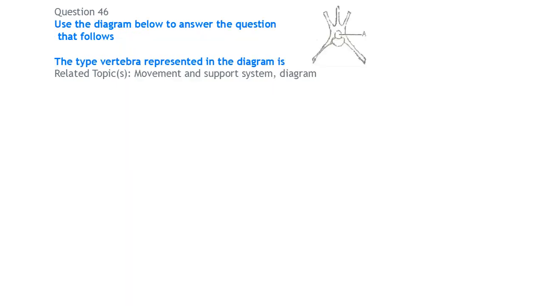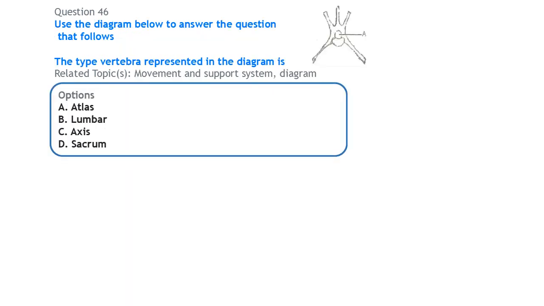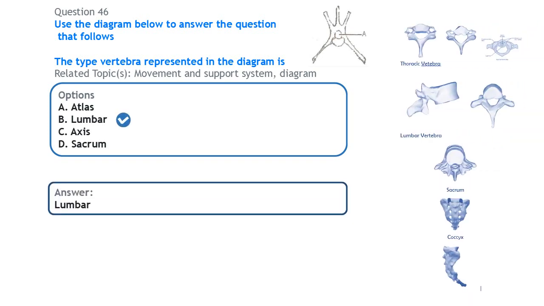Next question, we have the diagram, and the question is, the type of vertebrae represented in the diagram is, that is, we have to identify this vertebrae. So the vertebrae, they are the bones of the spine. This is one of the bones of the spine, and this one that we have here is the lumbar vertebrae. The lumbar vertebrae is the one that is at the mid region of the bones of the spine.